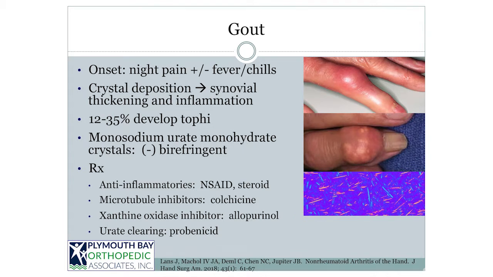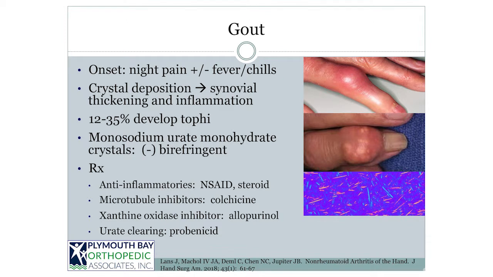Gout is seen a lot. A lot of times these patients actually go to the emergency room. They wake up with a hot, swollen, red joint. They could have fever and chills. This is very often confused with infection. What it is, is a crystal deposition of monosodium urate monohydrate crystals within the joint itself. So it causes inflammation within the joint.